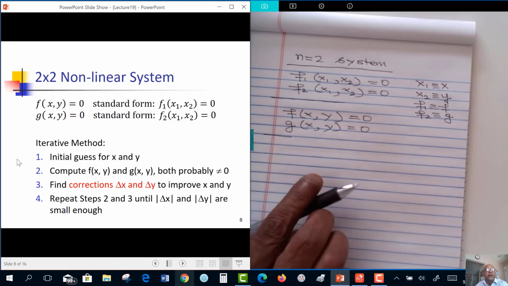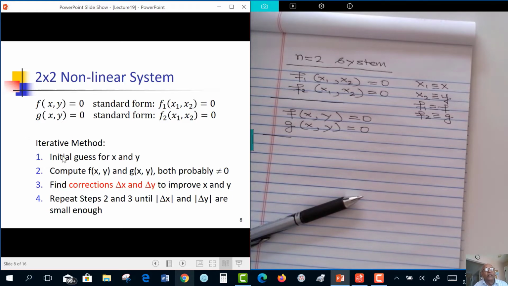So what do we do in our iterative methods? In iterative methods, we begin with an initial guess for our unknowns, x and y, and then we compute f(x,y) and g(x,y). Obviously, we may not have guessed perfectly, so both probably are not 0. So now we need to find corrections, delta x and delta y, so that we can improve x and y. And we will keep on repeating steps 2 and 3 till delta x and delta y become small enough. So that's what we have been doing. So we just need to find a method to find the corrections delta x and delta y.